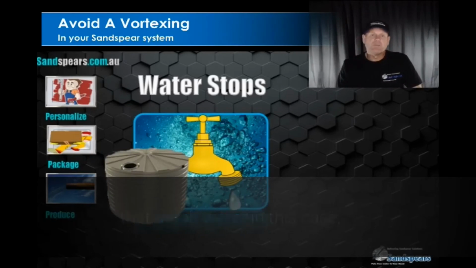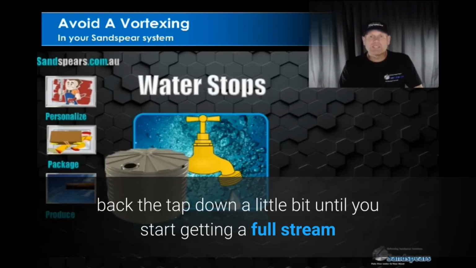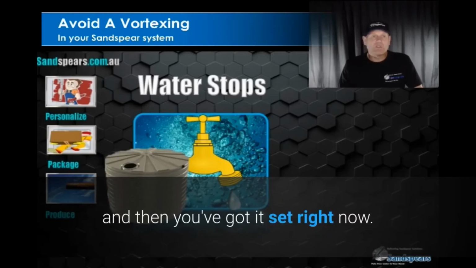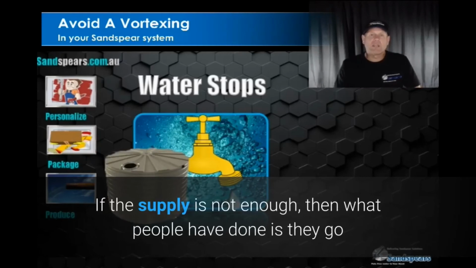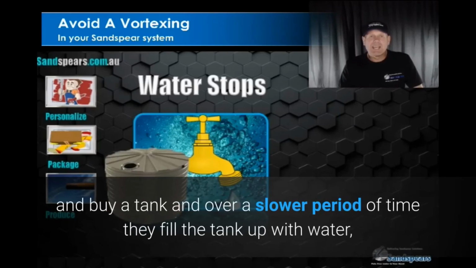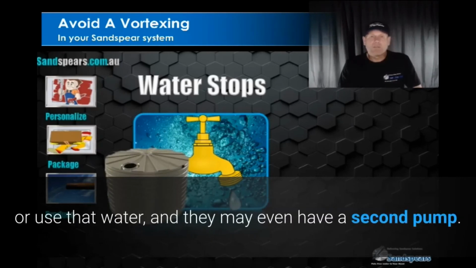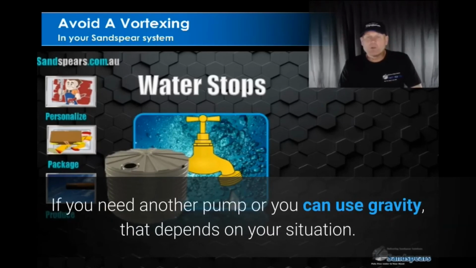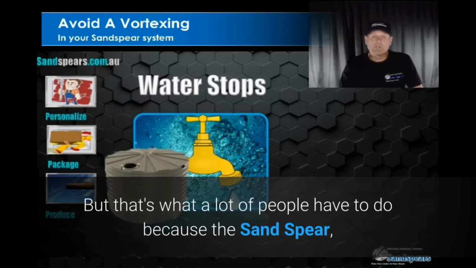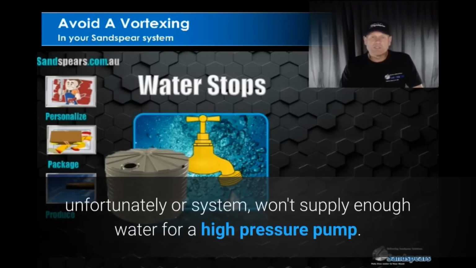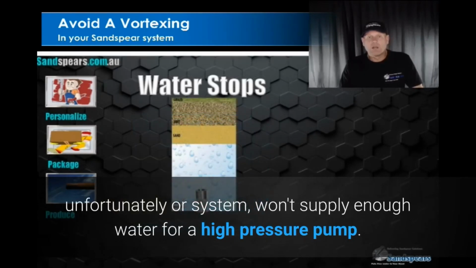In this case, back the tap down a little bit until you start getting a full stream, and then you've got it set right. Now, if the supply is not enough, then what people have done is they go and buy a tank, and over a slower period of time, they fill the tank up with water. When it's full or there's enough there, then they water the garden or use that water, and they may even have a second pump if you need another pump, or you can use gravity. That depends on your situation, but that's what a lot of people have to do, because unfortunately the Sandspear system won't supply enough water for a high pressure pump.